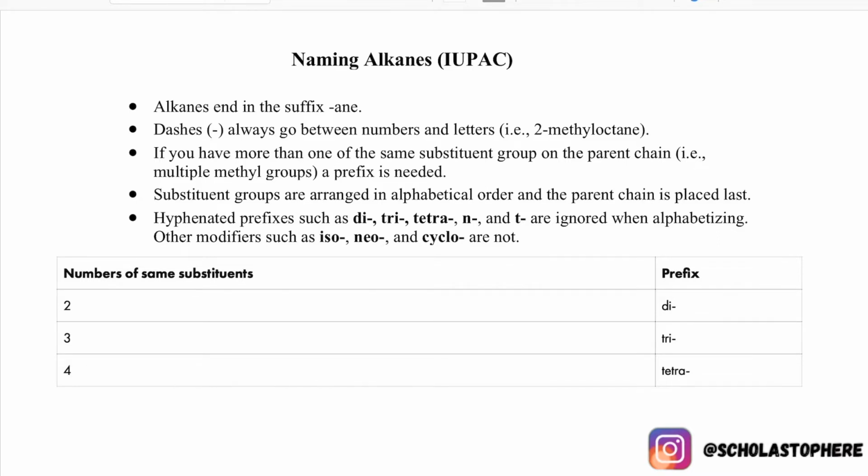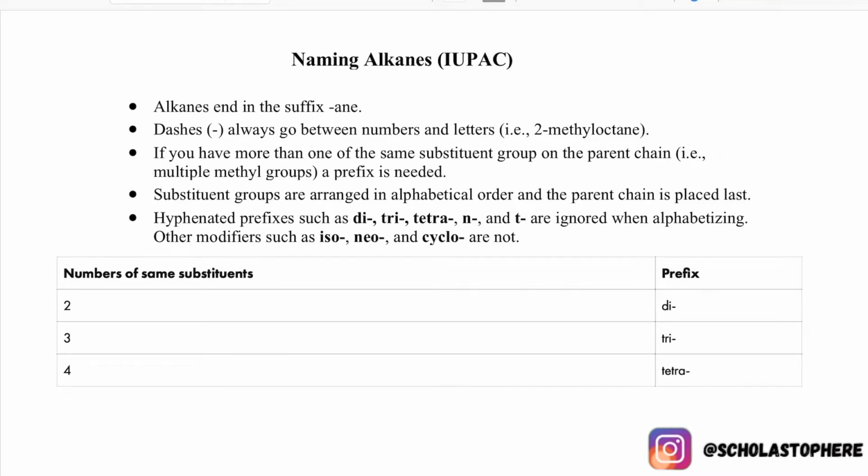So for example, if we have 2-methyl-octane, the 2 is the locant and it represents where the methyl group is on the parent chain, which in this case will be octane. If you have multiple substituent groups that are the same on the parent chain, for example, multiple methyl groups, a prefix is needed. Substituent groups are arranged in alphabetical order and the parent chain is placed last.